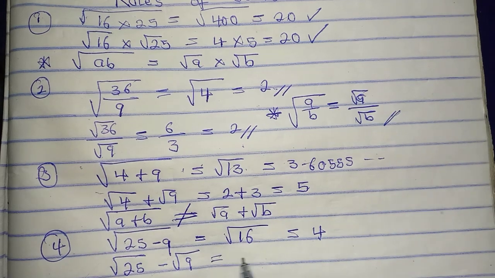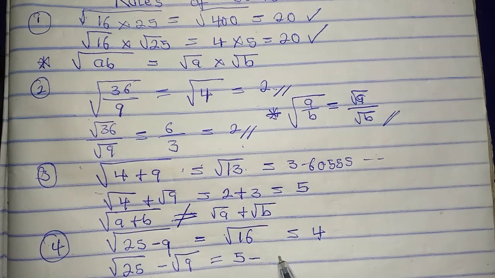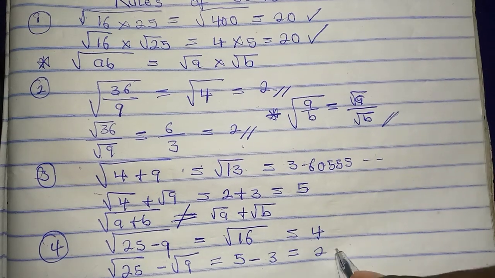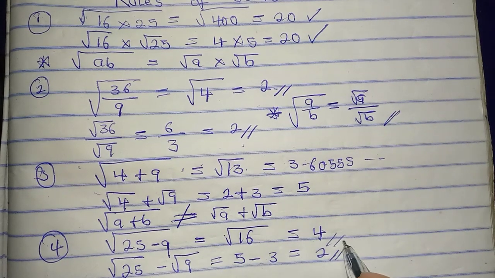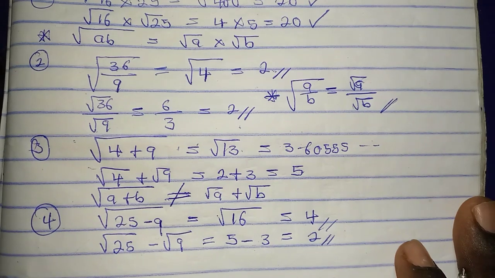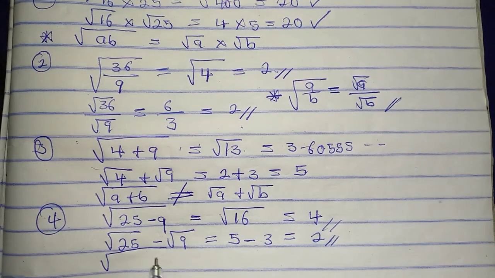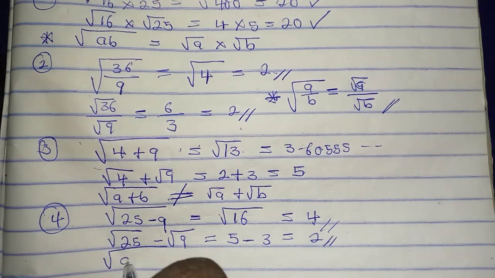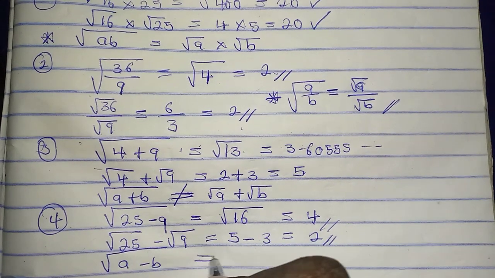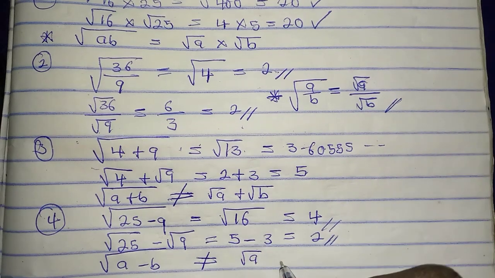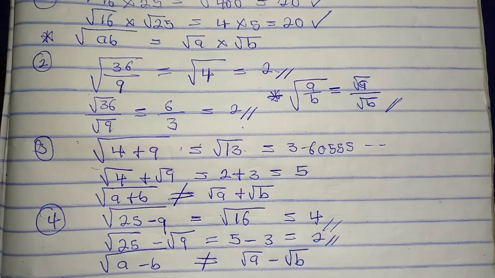Root 25 is going to give us 5. Root 9 is going to give us 3. 5 minus 3 is going to give us 2. You can see that it's not giving us the same results. Therefore, root A minus B is not equal to root A minus root B.